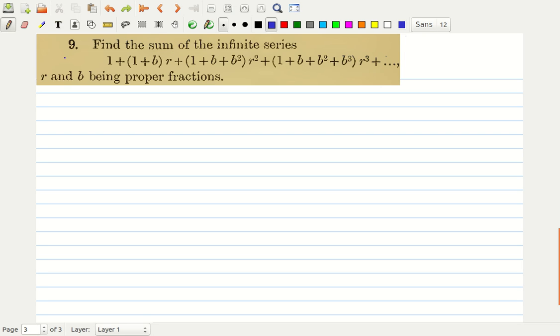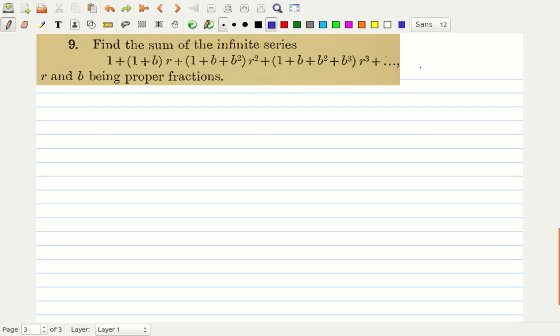Okay, let us look at problem number 9 from Hall and Knight Higher Algebra, chapter 5b. Find the sum of the infinite series 1 plus (1 plus b) r plus (1 plus b plus b square) r square plus (1 plus b square plus b cube) r cube, and so on. The pattern goes, so we know that the next term in this sequence is (1 plus b square plus b cube plus b to the power 4) times r to the power 4.